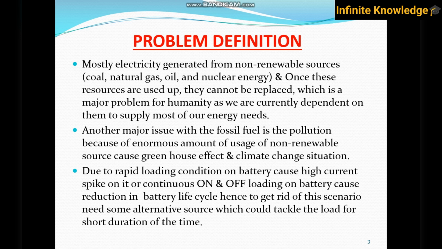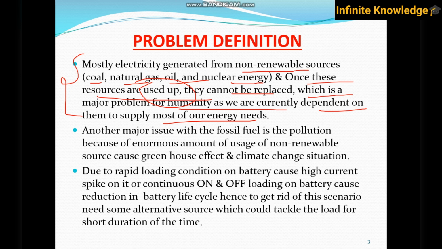Most electricity is generated from non-renewable sources. Non-renewable sources mean coal, natural gas, nuclear energy, and once these resources are used up, they cannot be replaced. Once used up, they become empty. A major problem for humanity is that we are currently depending mostly on coal and natural gas, so in the future they will be used up. There is no availability of that type of fuel in the future.